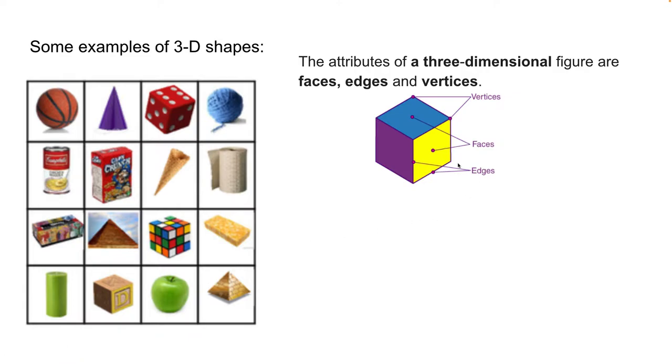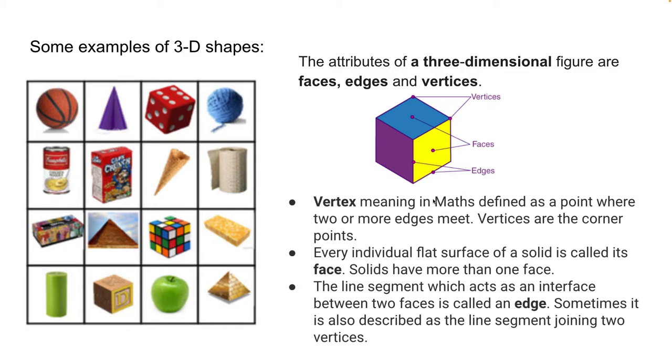Okay, so what are the vertices again? The vertices are the points where the edges meet, and the edges are the line segments where the faces meet, and the faces are two-dimensional, right? So I have the definitions for each vertex, face, and edge. You need to know what that means.